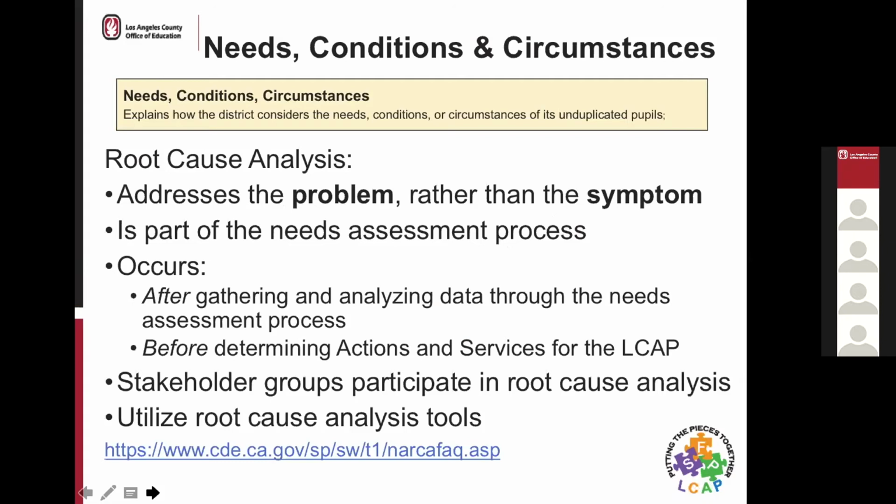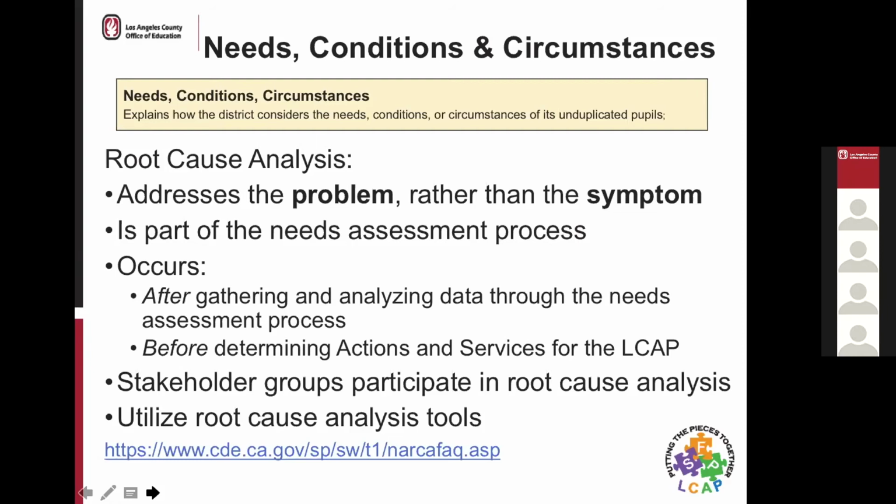The instructions for this section of increased or improved services state that when developing the goals and actions as contributing to the increased or improved services requirement, you must consider the needs, conditions, or circumstances of these students. And so oftentimes we get the question about, well, what does that mean? So CDE recommends that this is to be done through a root cause analysis. And you can find it at the link at the bottom. You can find this on the CDE webpage.